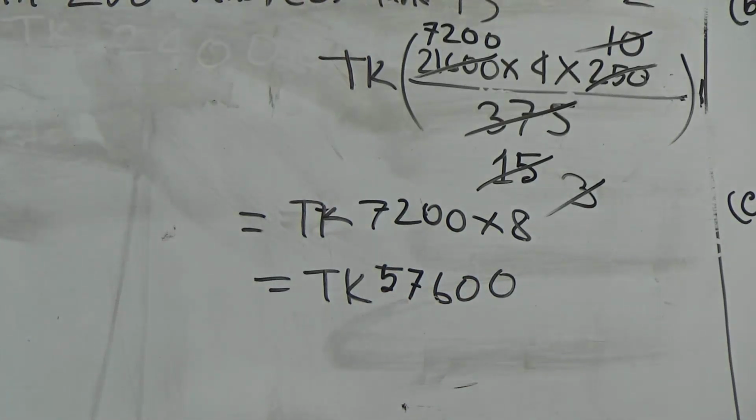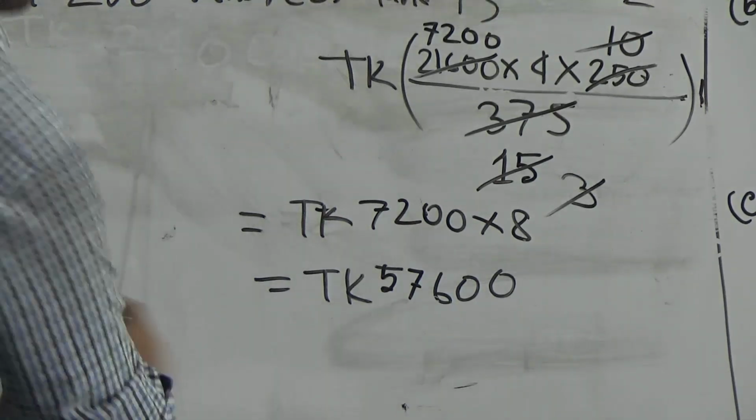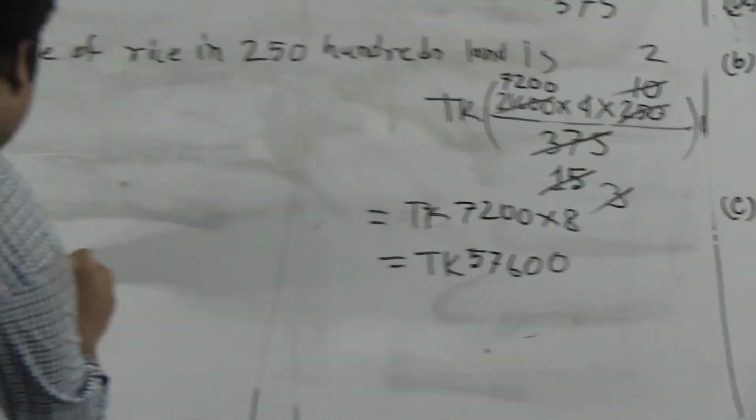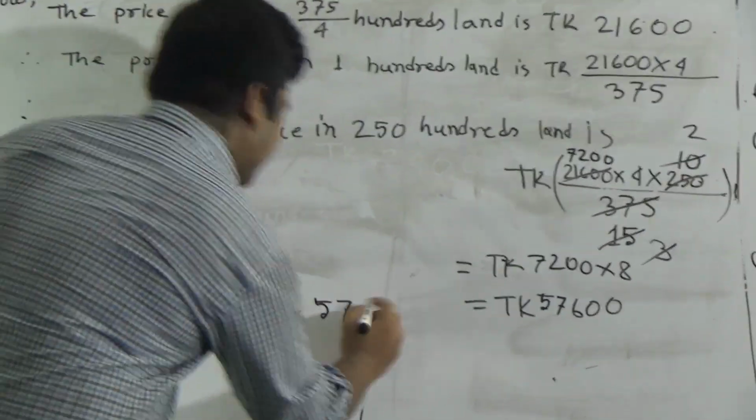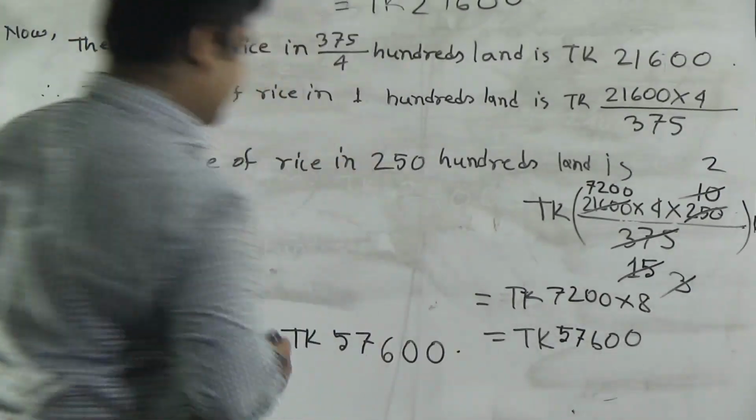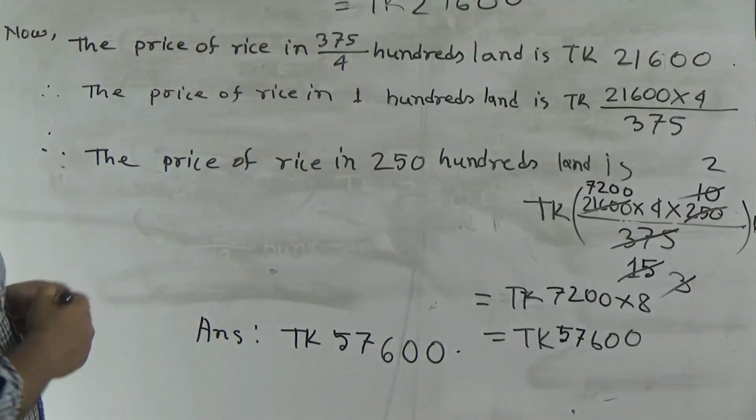So the answer is 57,600 taka. This is the answer. Taka 57,600. I hope you have understood.